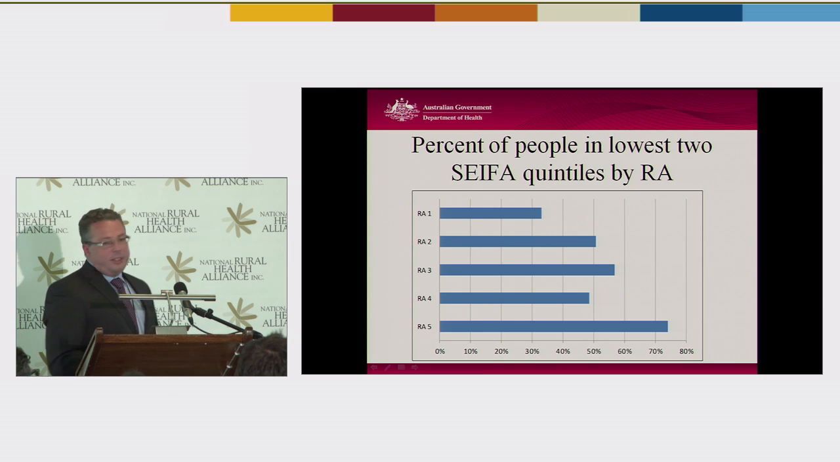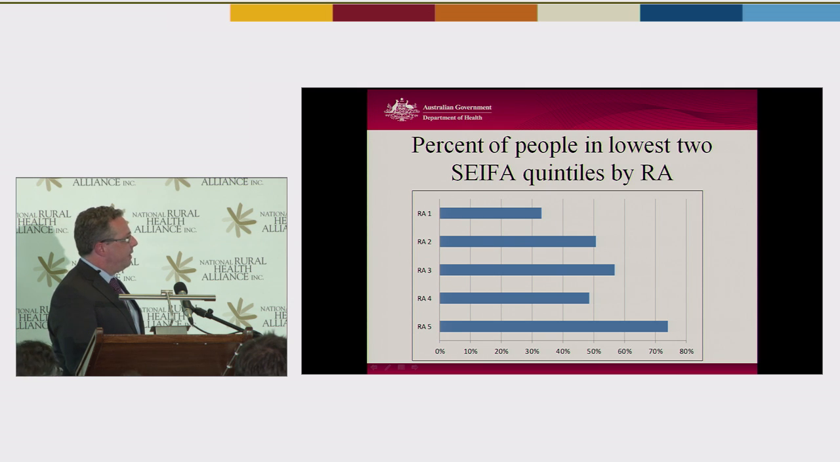Percent of people in the lowest 2 CIFA quintiles. So for those who aren't familiar with it, CIFA is a SocioEconomic Index for areas. It's area-based, not population-based, so it's not quite true to say, but it's close to say that a given area would have a normal socioeconomic profile if this bar reached to the 40% mark. So under RA1, they tend to have less people living in the lower 2 CIFA quintiles, worse off.